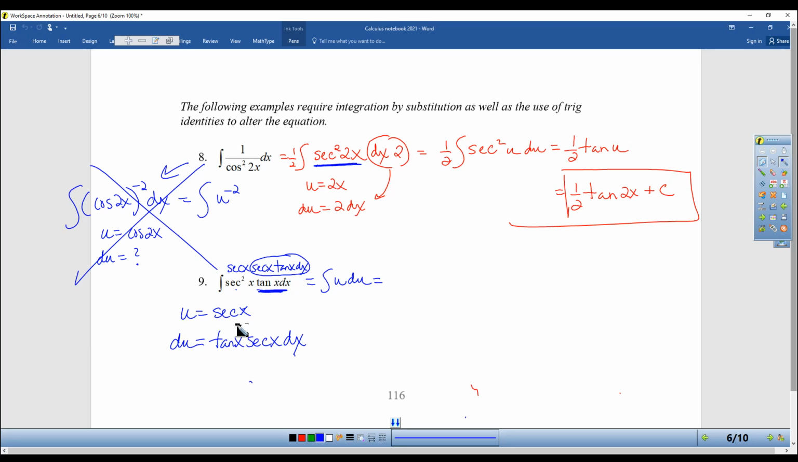So u is secant, du is tangent secant dx, and this becomes u squared over 2, which becomes either secant squared x over 2 plus c, or 1/2. I really want you guys to get used to this concept that divided by 2 and 1/2 mean the exact same thing.